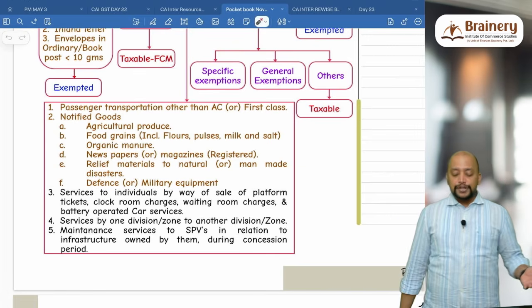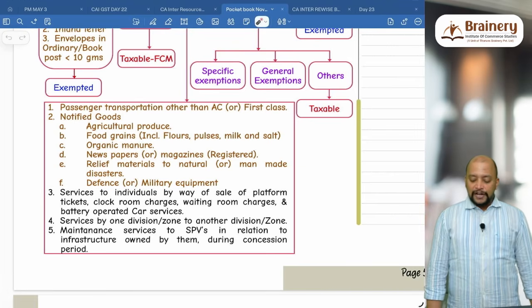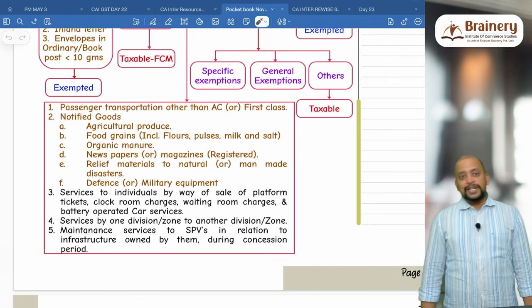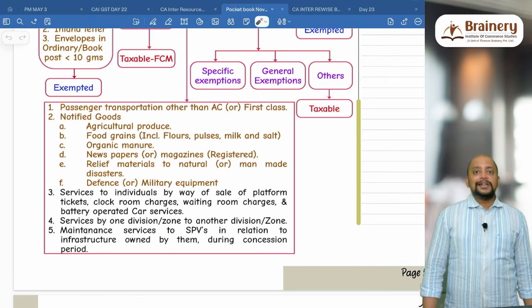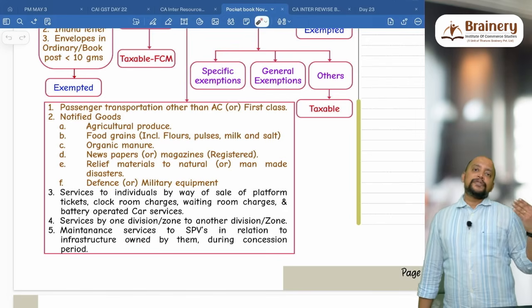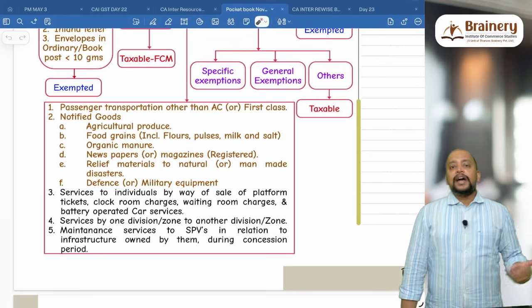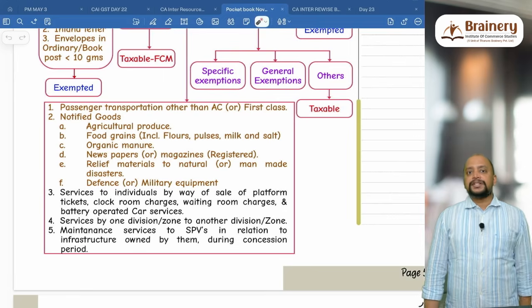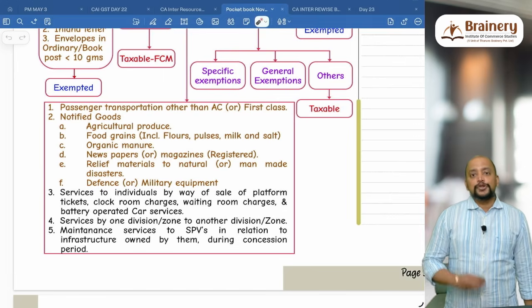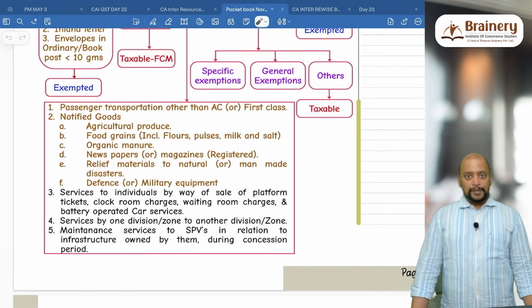And third, services to individuals. So what services to individuals? By way of sale of platform ticket, cloak room charges, waiting hall charges, battery operated car services. And number 4, services provided by one zone or division to another zone or division. And finally, maintenance services provided by Indian Railways to a special purpose vehicle in relation to the infrastructure owned by the special purpose vehicle.